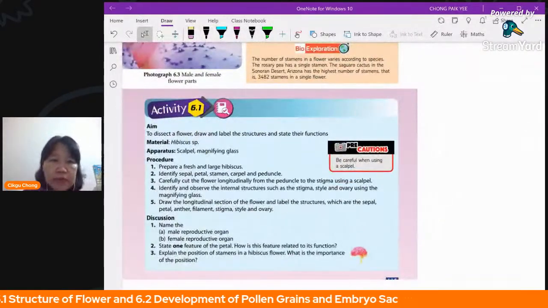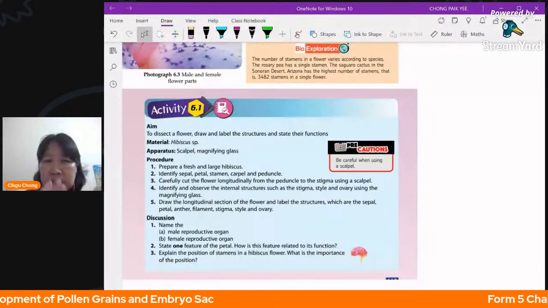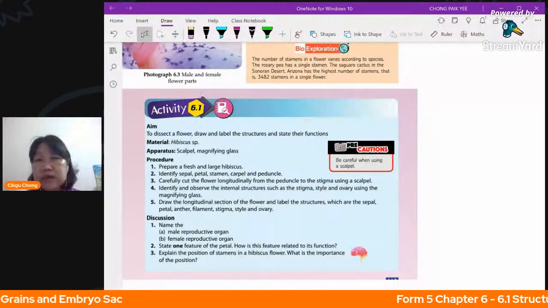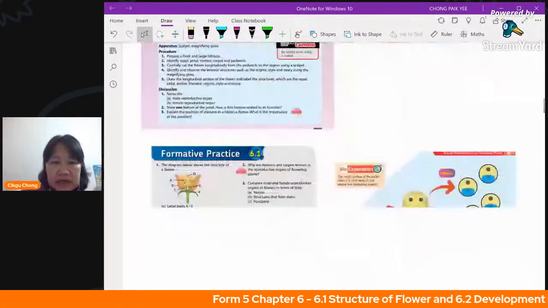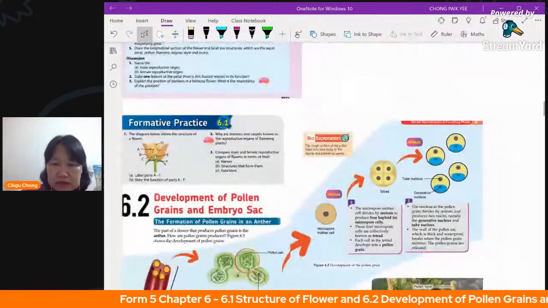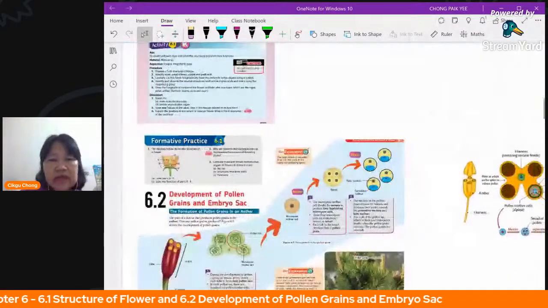I asked them to open up the flowers and look at the ovary and the anther and put them under the microscope to see. Okay, now let's go on to the next partner. Here, I think I have an anther for you to see. Okay, here, let's go on to 6.2 now.